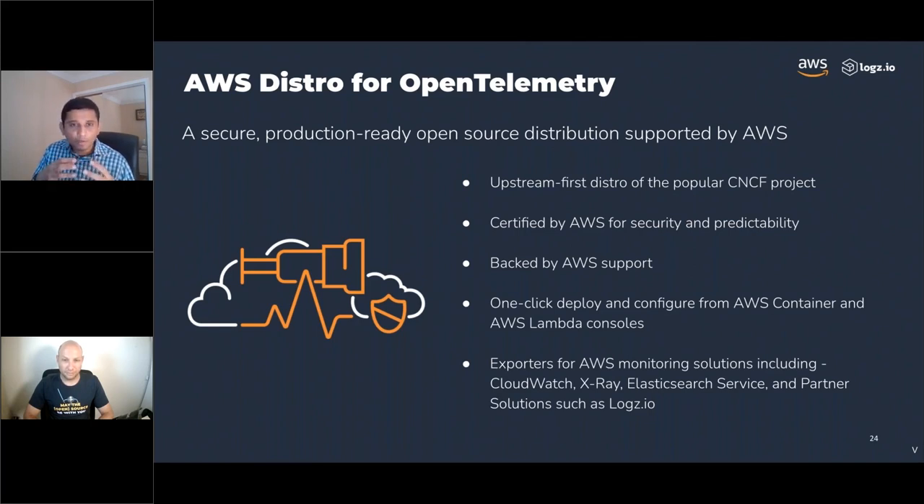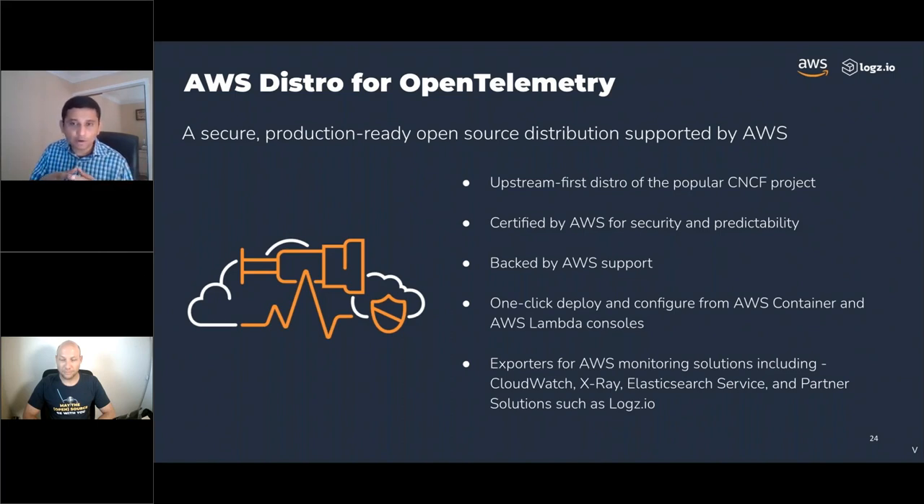AWS distro for OpenTelemetry also collects a lot of metadata from your resources, whether you're running container workloads or any kind of workloads on AWS, as well as any managed services, and you can correlate all of that application performance with the underlying infrastructure data, and that helps you isolate the problem and reduces the mean time to problem resolution.